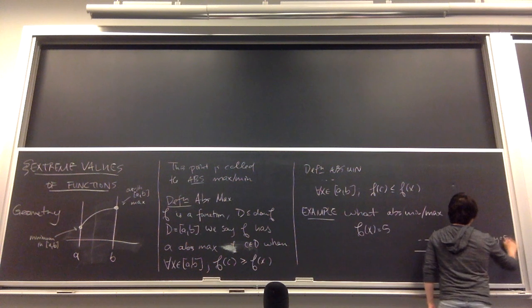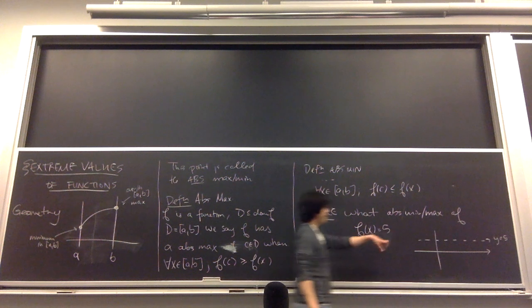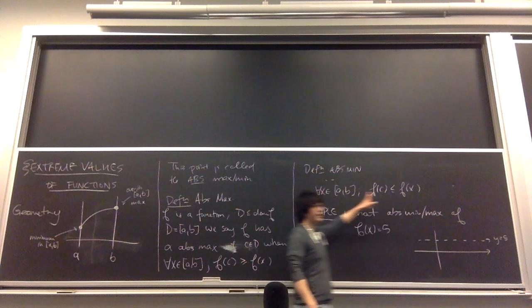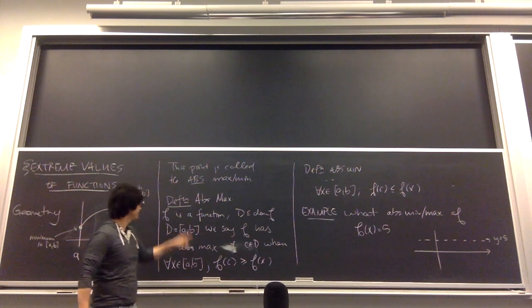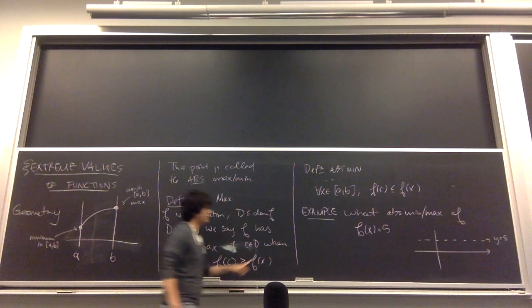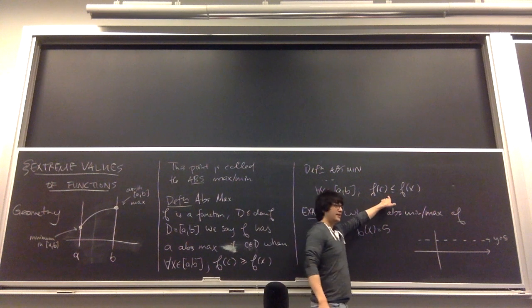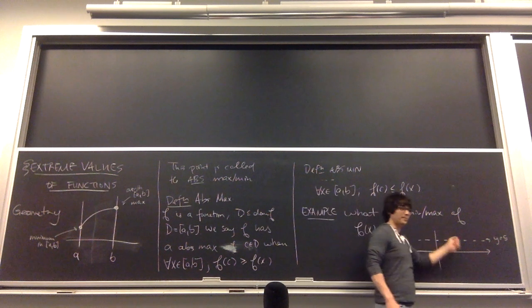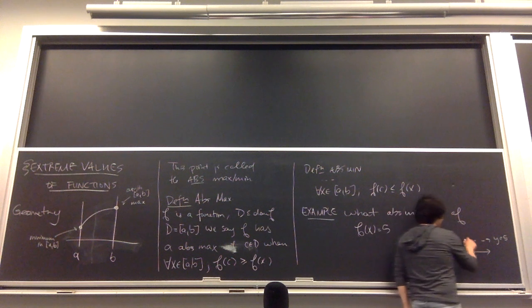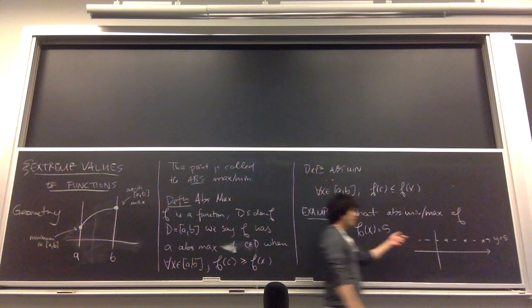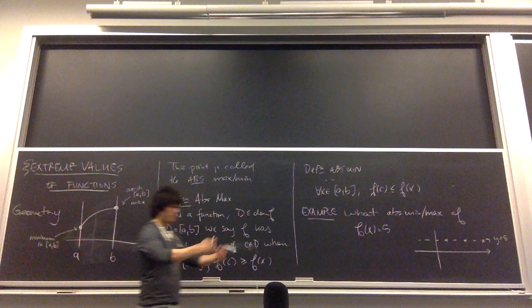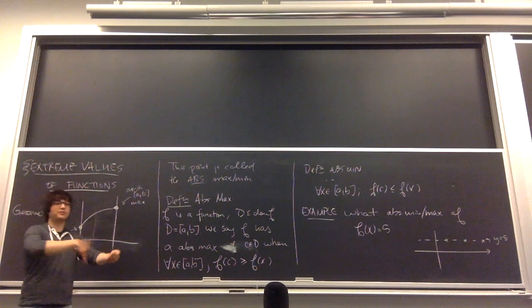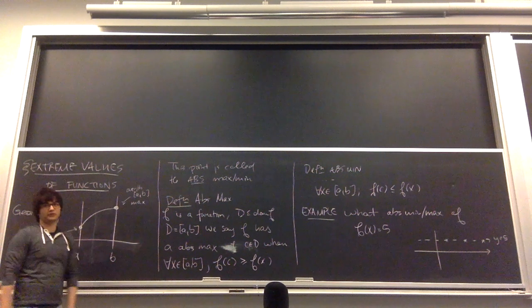Y equals 5. And I just want to emphasize here that these inequalities aren't strict. See? Greater than or equal to, less than or equal to. So this actually indicates that you're allowed to be equal to the absolute minimum. So it is indeed the case that at every point of this constant function, that point is both an absolute minimum and an absolute maximum.